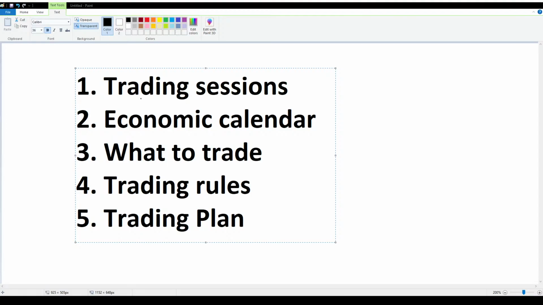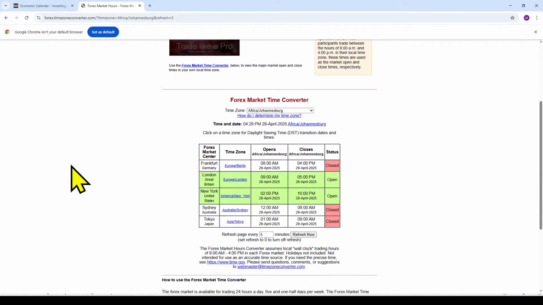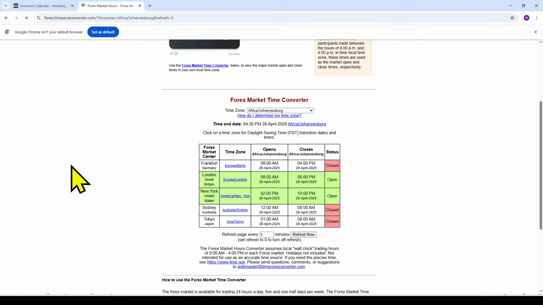So let's get started with our trading sessions. Guys, you need to understand that when you're dealing with this industry, there are different trading sessions, about 5 of them. It's very important to know these sessions because there are different stock exchanges, different currencies and such that operate much better in different sessions.